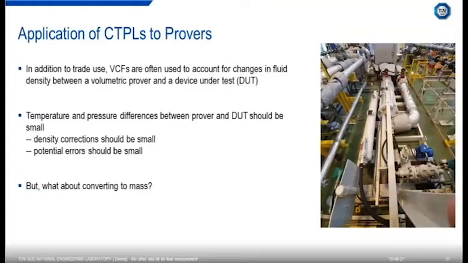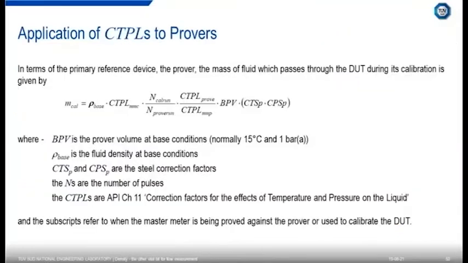However, what about converting to mass? And the reason that's of interest to us is that one of our facilities here, our elevated pressure and temperature loop, uses a compact prover, a volumetric device, as its reference, but typically it is calibrating mass-based flow meters, Coriolis flow meters. So we need density to convert from volume to mass.